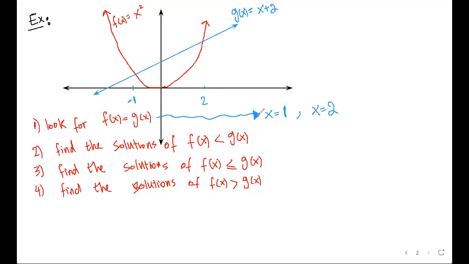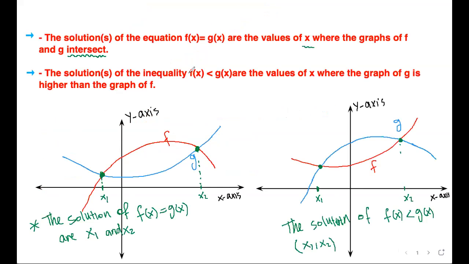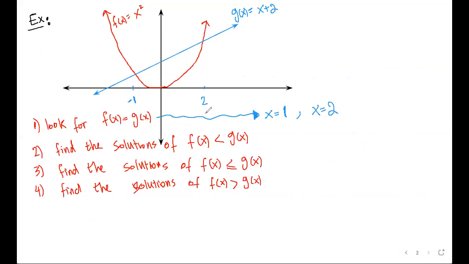Who will do the second one? Find the solution of f of x less than g of x. Let me remind you of the definition. The solution of the inequality f of x less than g of x is the set of x values where the graph of g is higher than the graph of f. So we're looking for where, in the xy coordinate plane, the function g of x is above the function f of x. Who will do this first?